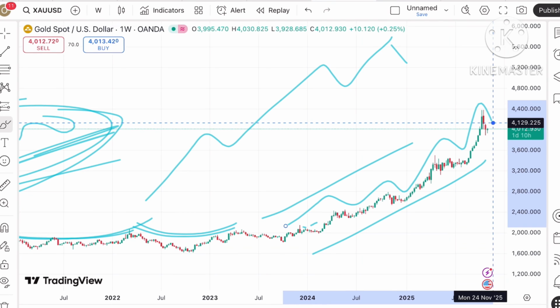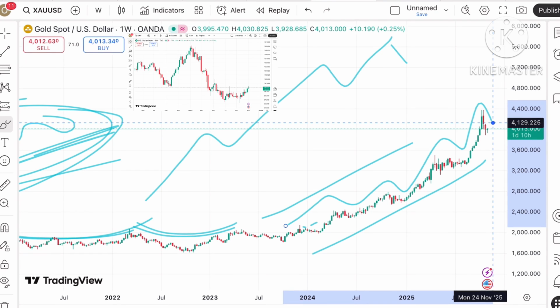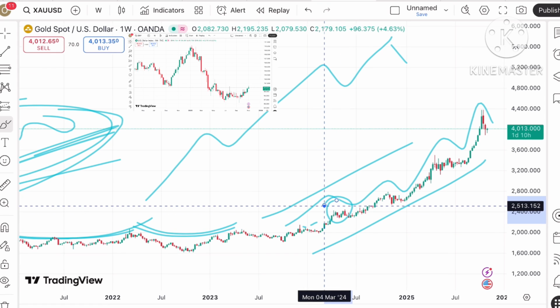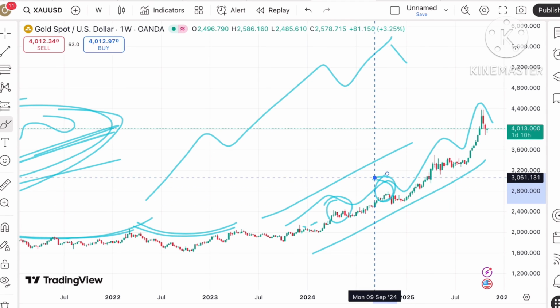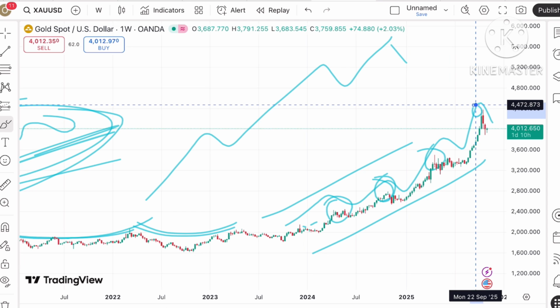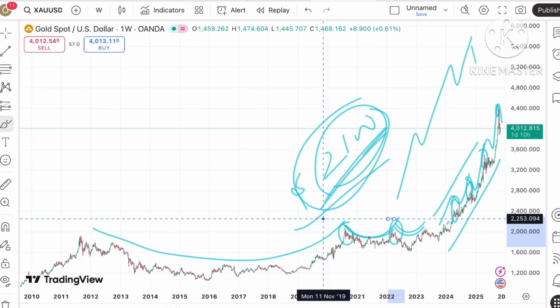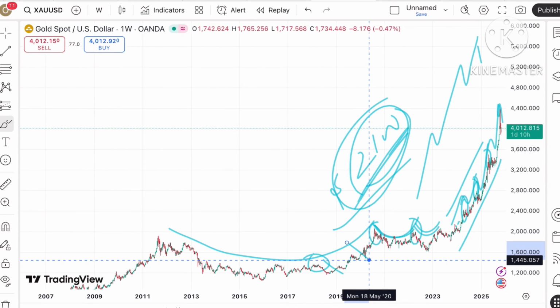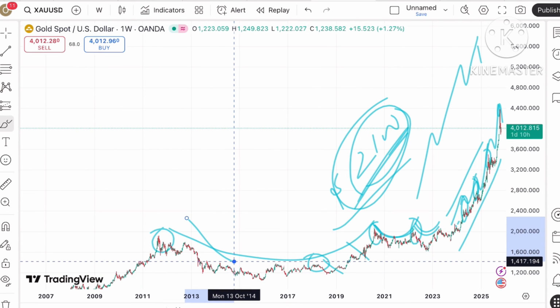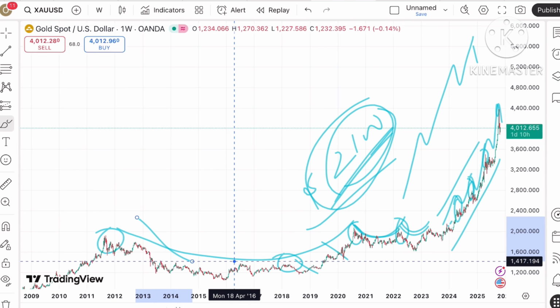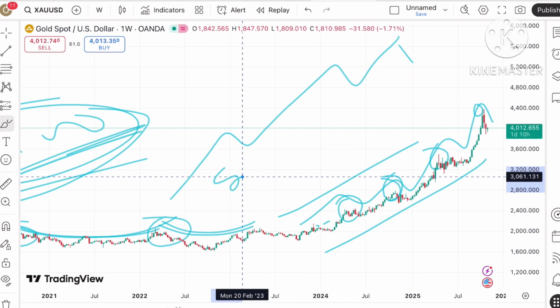Now, two or three things you have to understand here. The first thing is that whenever it makes a new high, it comes and falls around 10 to 20 or even 30%. We have seen the price fall. If you look at the trend, whenever it tries to make a new high, we have seen a good fall come.